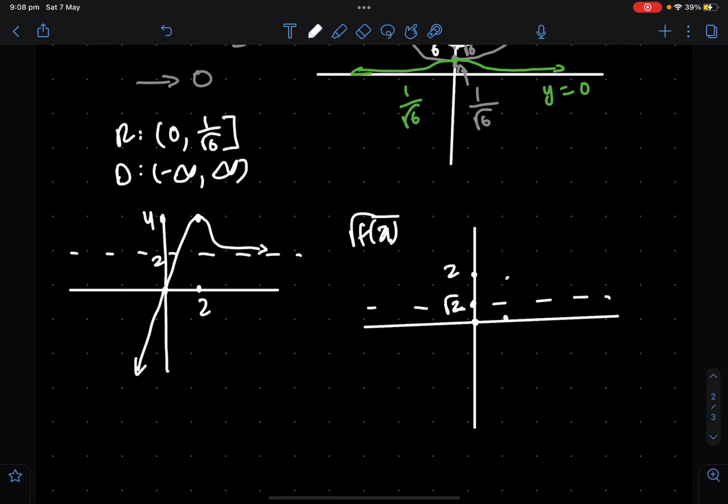Now our current x-intercept stays the same, and our function will just go up and come down. And that is our square root function.